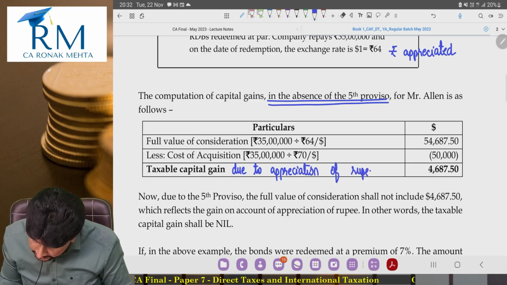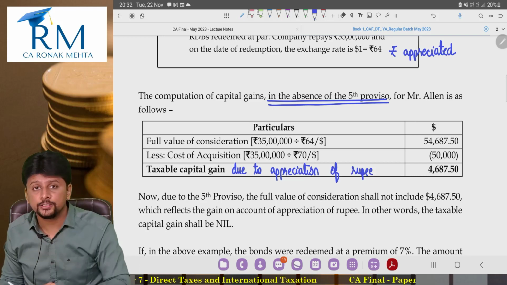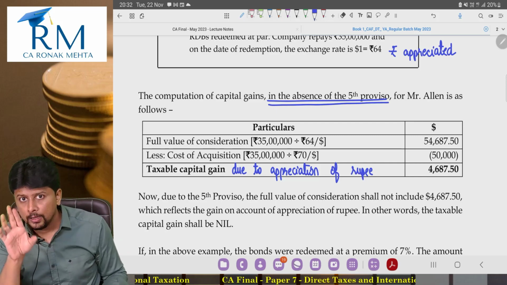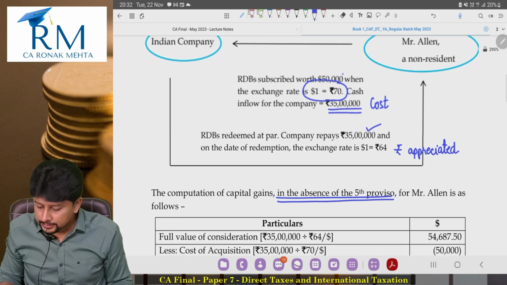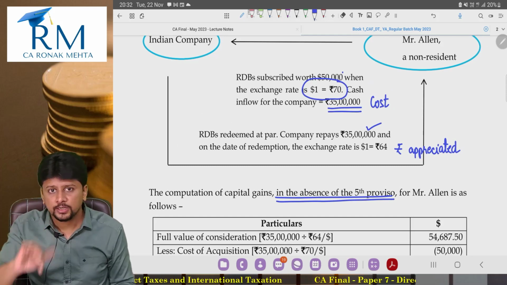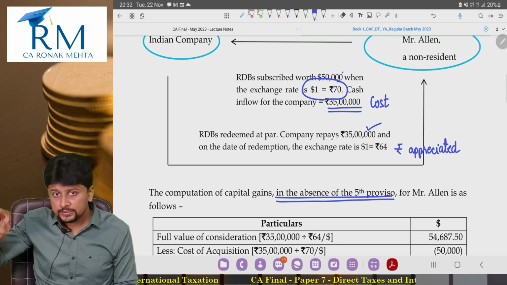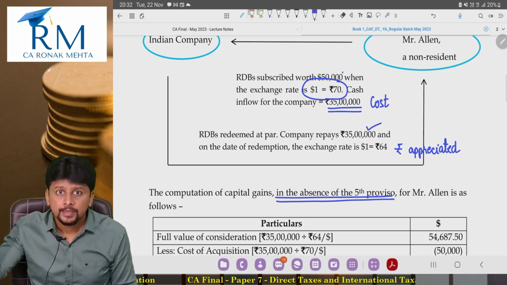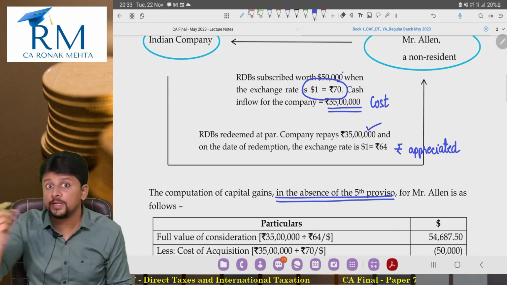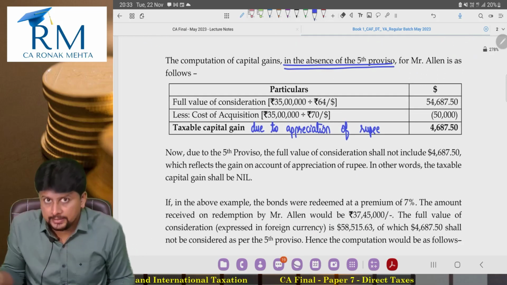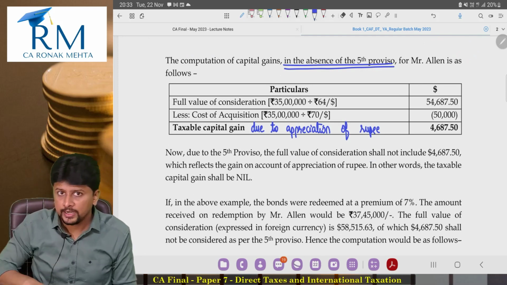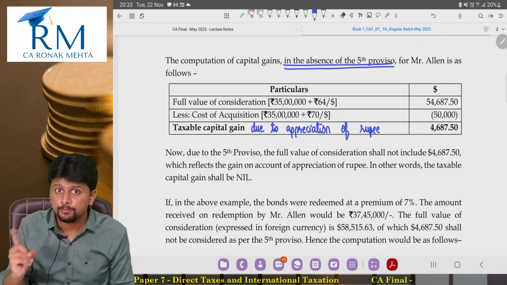Now income tax assessing officers started telling these non-residents, this is taxable capital gain, pay tax. If you carefully think about it, he has not earned any profit technically. A 35 lakh bond is redeemed for 35 lakh rupees only. This 4687.5 is his capital gain profit only because of the rupee appreciating, and actually there is no profit. This profit is arising due to foreign currency fluctuations. And for India, non-resident investment is important.